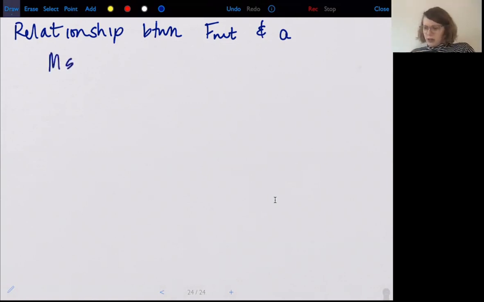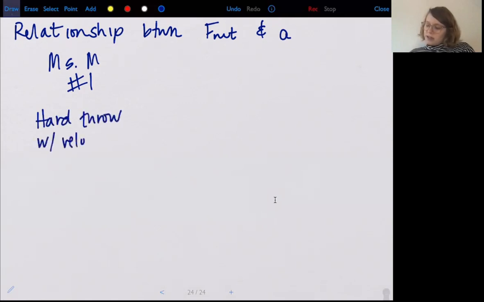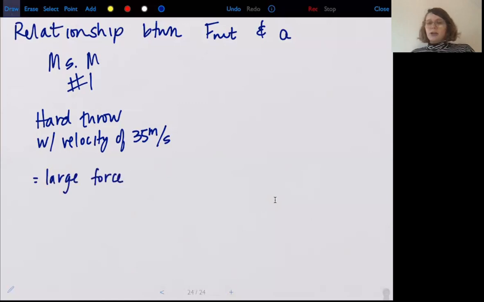Miss Montgomery number one throws the ball with a really big force. Let's say that I throw the ball with a very high speed, obviously, of 35, hard throw, with a velocity of 35 meters per second, super hard throw. So this indicates a large force exerted on the ball. I have exerted a large force on the ball.